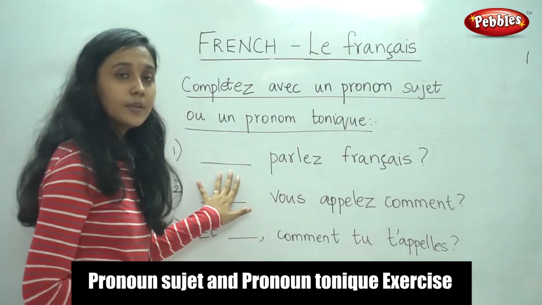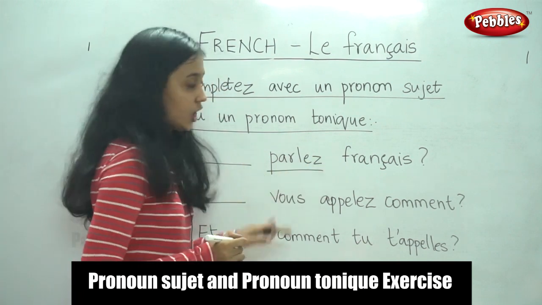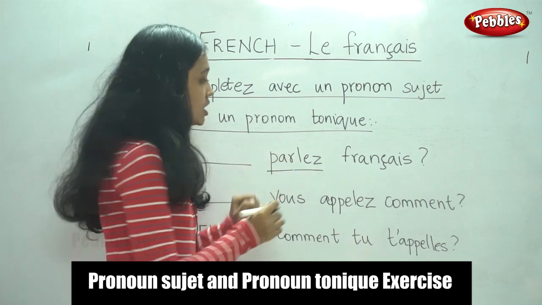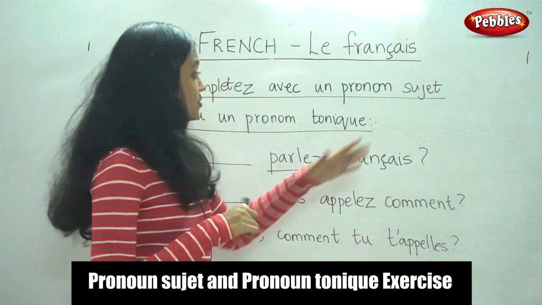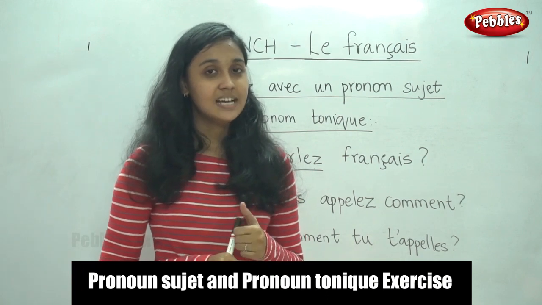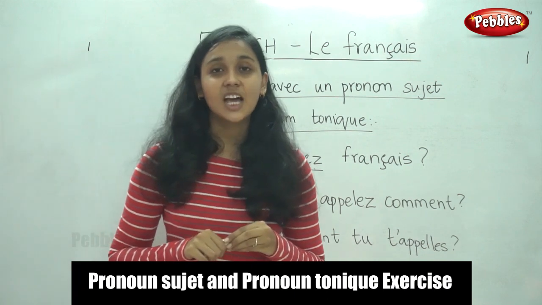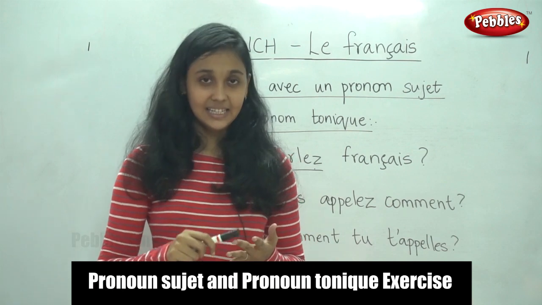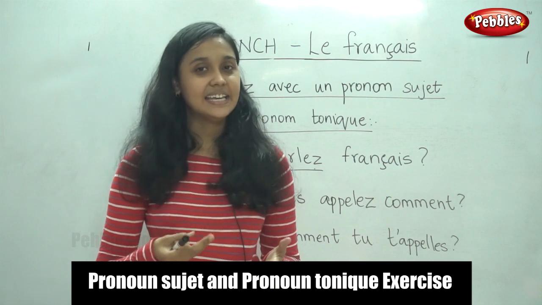So, what would come here? As we see, we should take the hint from the verb. You can see this is the verb parler. It is an ER verb, so it is ending with EZ. So, which subject pronoun would have the ending with EZ? Do you remember? Let us say the endings once again. So, for an ER verb, how would we conjugate? We would remove the ER and add E, ES, E, E, ONS, EZ, ENT, ENT.